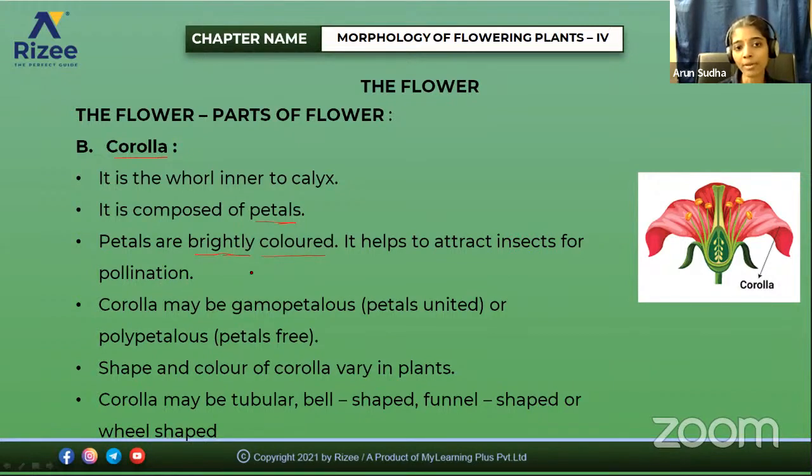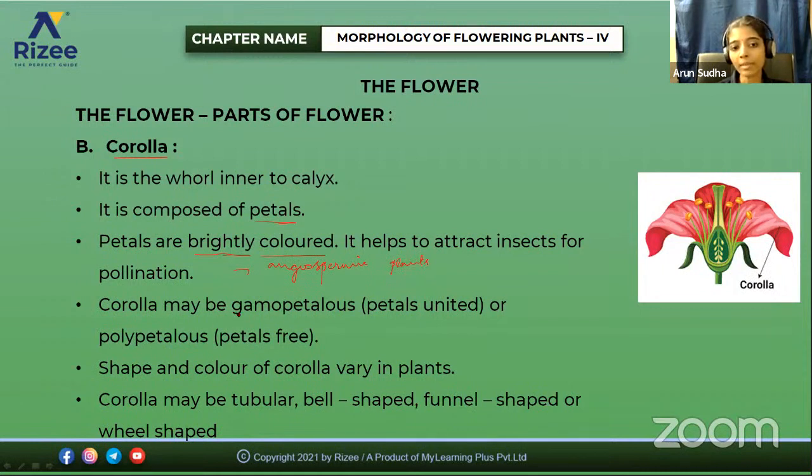So this is one of the important aspects in an angiospermic plant, right? Because of the presence of these colorful petals, they attract insects for pollination. But if you see the gymnosperms, there are no flowers or fruits, so the pollination there is carried out only by wind. Here they attract agents for pollination.